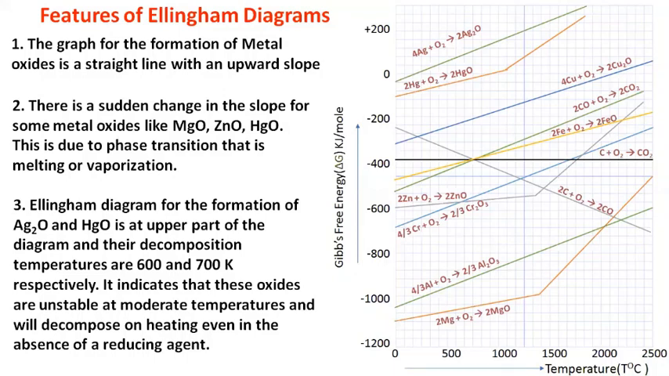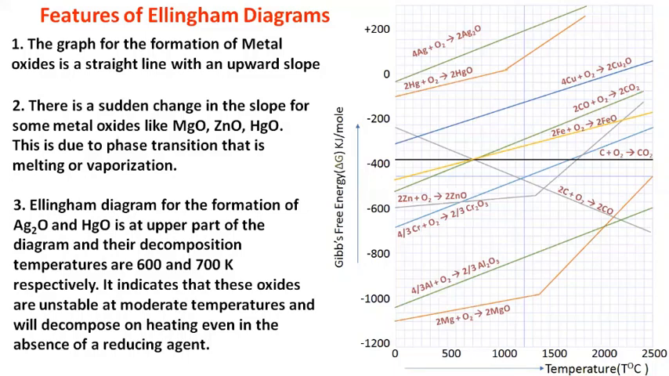So, in the three features of Ellingham diagrams, the first one we are saying is about the Ellingham diagram of metal oxide formation. Always, the Ellingham diagram for metal oxide formation is an upward slope. That is to say that as the temperature increases, the delta G value also increases.